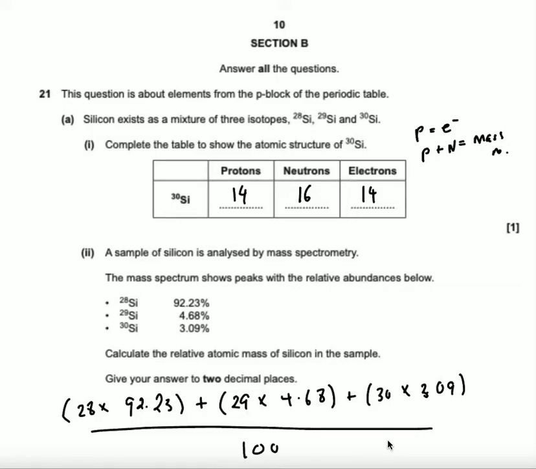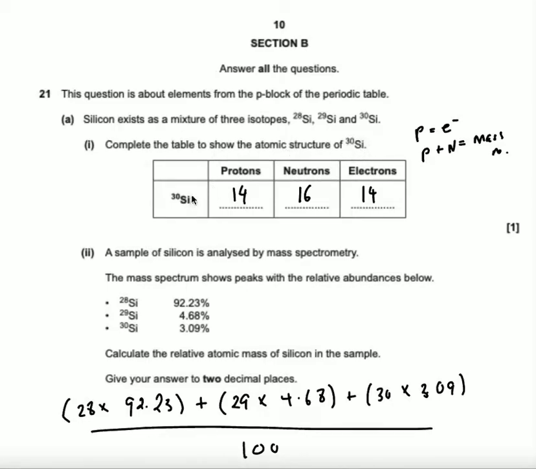Over the 2018 OCR AS level paper 1, and we are doing section B. This question is about elements from the P block of the periodic table. Silicon exists as a mixture of 3 isotopes, so silicon 28, silicon 29, and silicon 30. Complete the table to show the atomic structure of silicon 30.